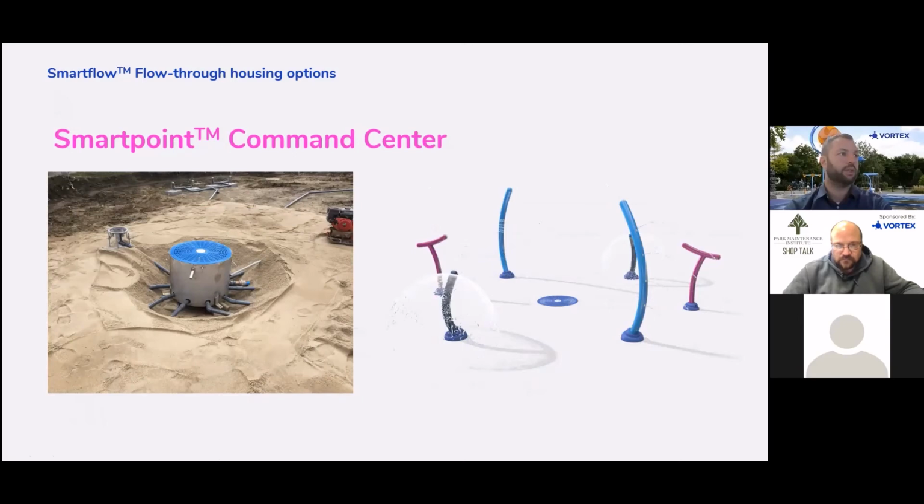But again, love this solution. Super cost effective when it comes to equipment costs and when it comes to installation costs.